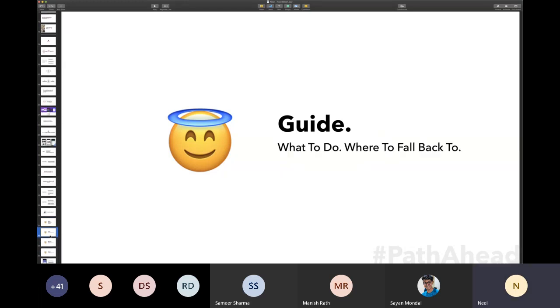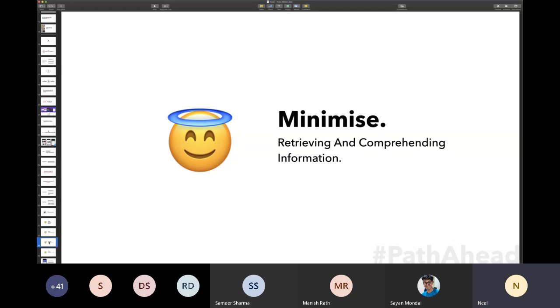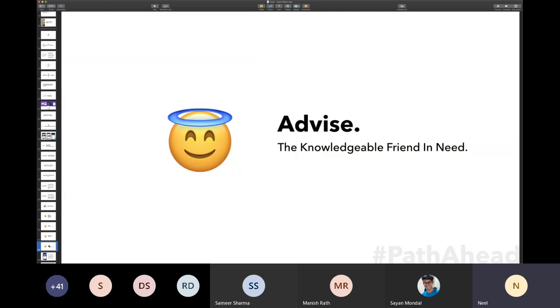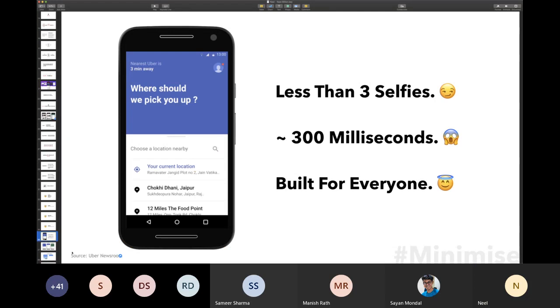Guide is about what to do and where to fall back to, as I just described. Minimize is to retrieve and comprehend information, and advise is a knowledgeable friend in need, like we discussed. So let's take some examples of it. Here's an app called Uber Lite.